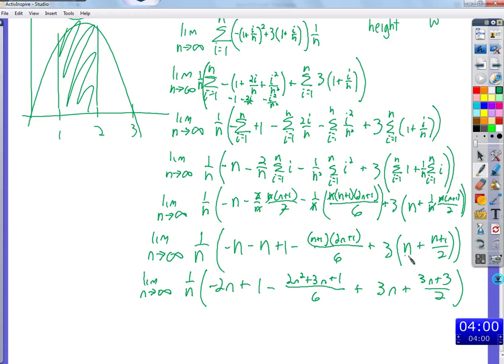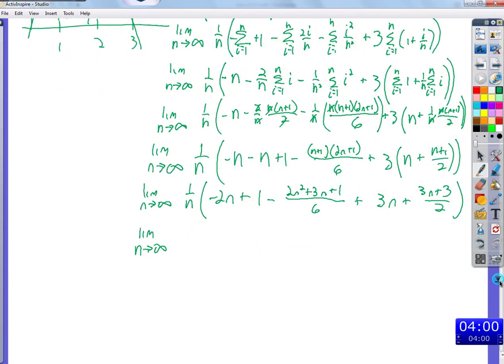And now we've kind of dealt with parentheses in here, we can distribute this 1 over n. And if you want to get a common denominator and put all these together, you can do that. But in the end, when we let n go to infinity, we can see that won't be necessary. So let's distribute this 1 over n. So we get negative 2n over n plus 1 over n minus 2n squared plus 3n squared plus 1. Let's see.